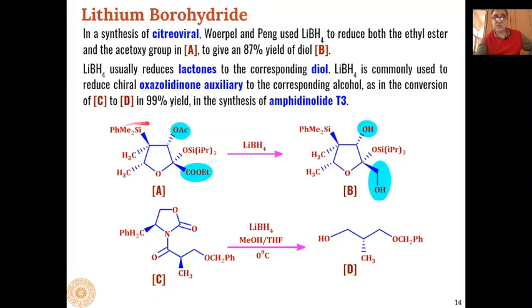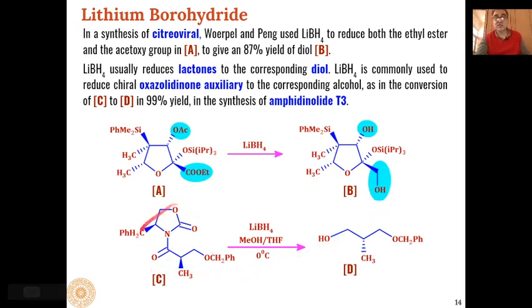So out of these four different functional groups present in the molecule, lithium borohydride will reduce only the acetate group, that is an ester group, or the COOEt group, which is also an ester group, and the silane groups or silyloxy groups will not be affected. So this is the selectivity of lithium borohydride. So the acetate group will be reduced to alcohol. This COOEt group will be reduced to alcohol.